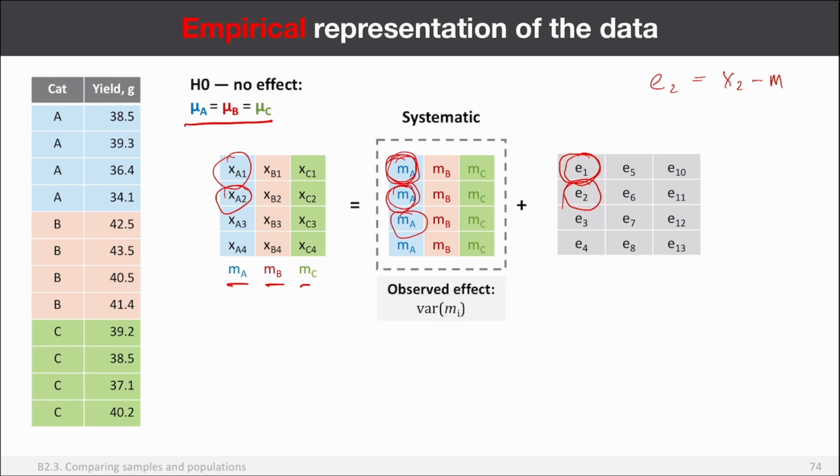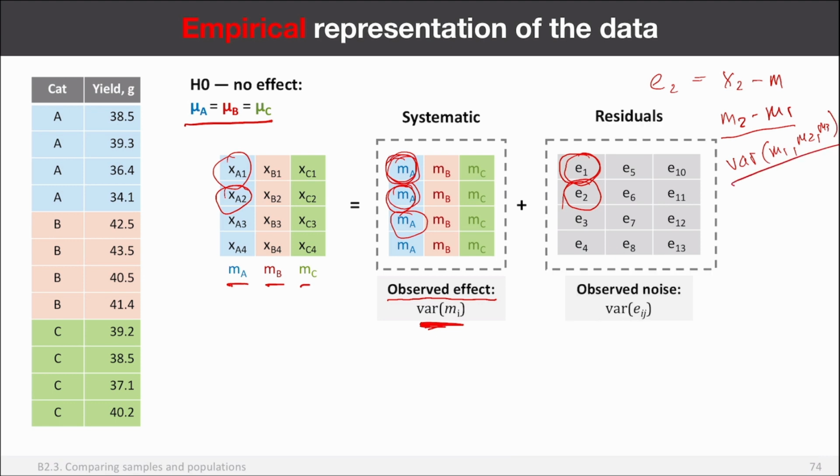So again, like in the theoretical intuition, we can call this a systematic variance. If we compute the variance of these mean values, we can call it systematic variance, and that's what we define as the observed effect. So instead of m2 minus m1, that's the observed effect in case of two samples, we compute a variance of three mean values, and that's the observed effect in the case of ANOVA, right? So now we define the observed effect. Then the variance of the residuals, it's the noise. It's the analog of standard error squared, right?